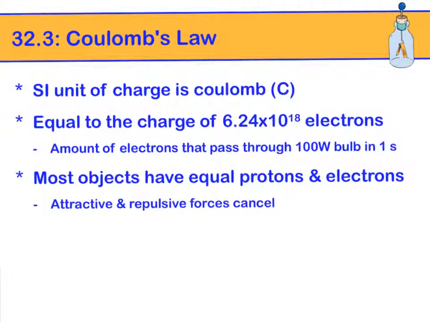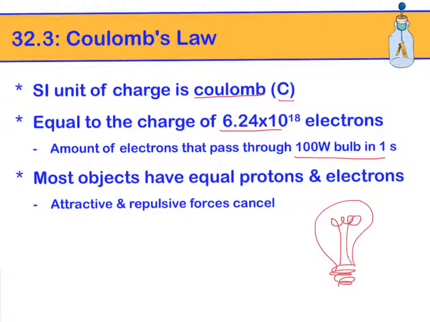We measure charge in a unit called coulombs, which is abbreviated with a capital C. 1 coulomb is equal to the charge of 6.24 times 10 to the 18th electrons. That's billions of billions of electrons. It's a very large number. It just so happens that it is the number of electrons that would pass through a 100-watt light bulb in 1 second. So if you think of the old incandescent light bulbs that have the wire running through them, 1 coulomb would be the amount of electrons that go through that wire in 1 second. So it's a lot of electrons going through there.